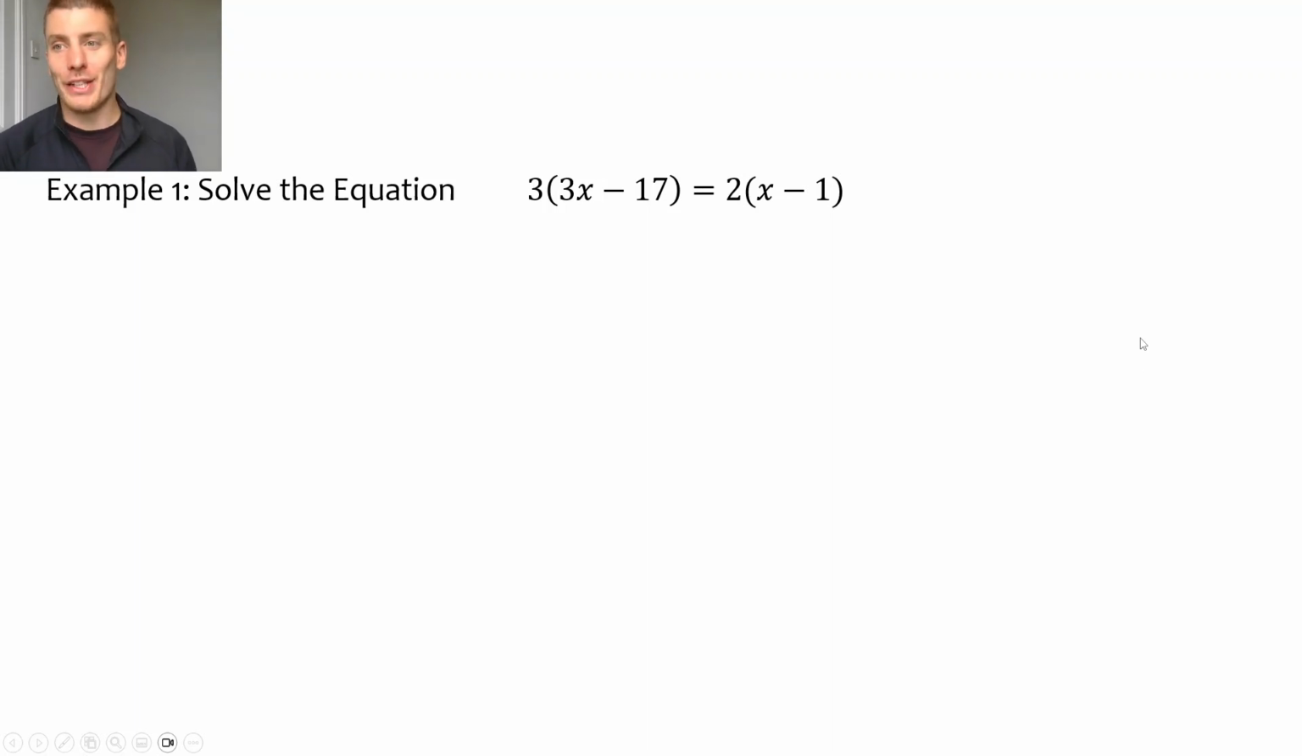Okay, so example one is to solve this linear equation, okay? And it is linear because the highest power of x here is just 1. So there's no quadratics, there's no cubics, it is linear. Now, whenever you get an equation like this, and you can see you've got x's on both sides, the aim of the game is to get the x's onto one side of the equals and the numbers on the other side, okay?